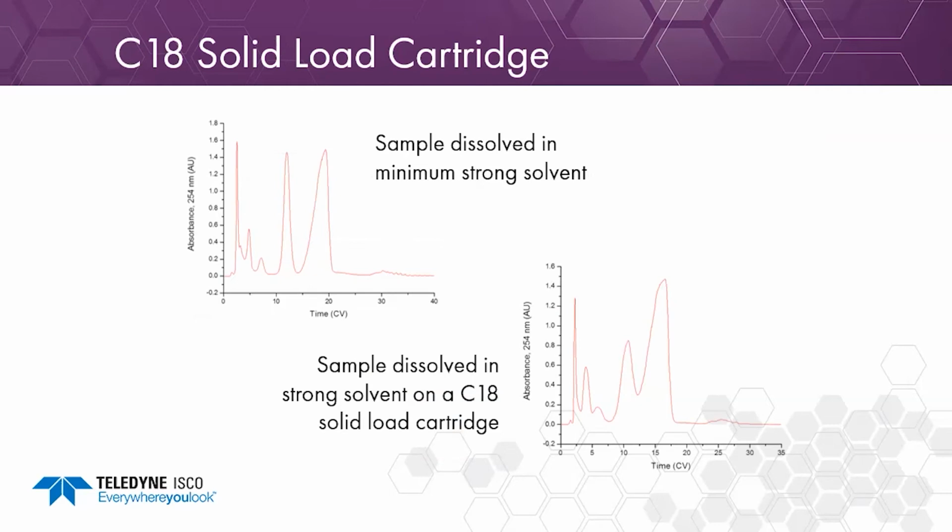So here's some examples using the C18 solid load cartridge. It's important that when we load these onto the cartridge, we're using a minimum amount of strong solvent. And these examples are showing why. If we dissolve the sample in a minimum amount of strong solvent, we can get good resolution between the peaks in the first top example. But as we increase the percentage of strong solvent in the dissolution solvent, you can see that we start to get coelution and we don't get baseline resolution on the C18 column there.